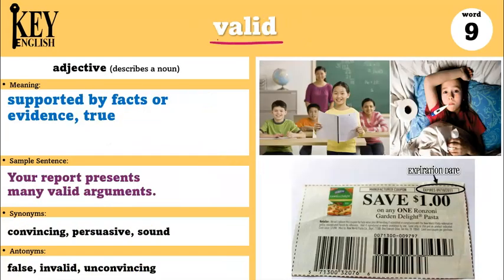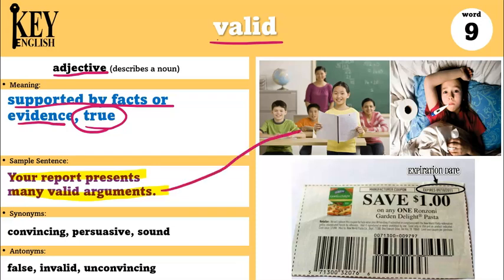Our next word is valid. Valid is an adjective and it means supported by facts or evidence, true. So something valid is true and you can also prove that it is true. The example says, your report presents many valid arguments. So in this sentence, there is someone, maybe a student, who did a report. And in the report, there were many arguments, or your ideas, the things that you want to say. There were many of them that were valid. They were true in this report.